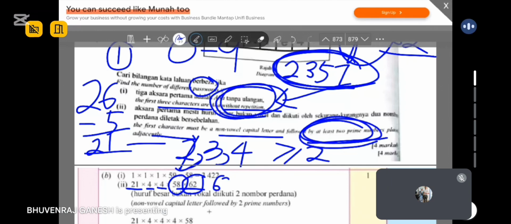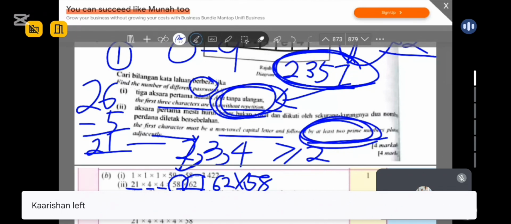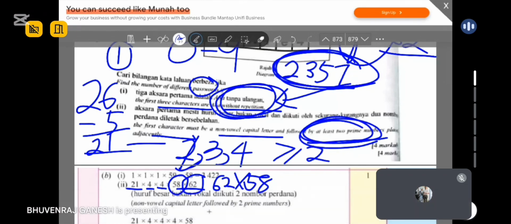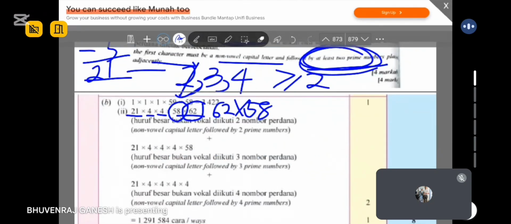Let's say you put 62 times 58 pun boleh. If you want to write in this order also can. You still get the same answer. 21 times 4 times 4 times 62 times 58. Also can. Okay, next one.